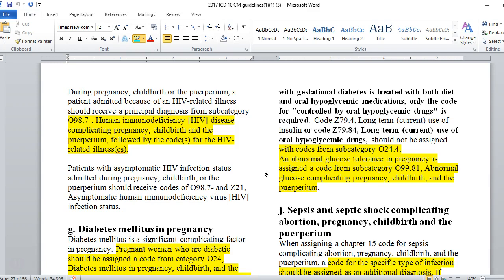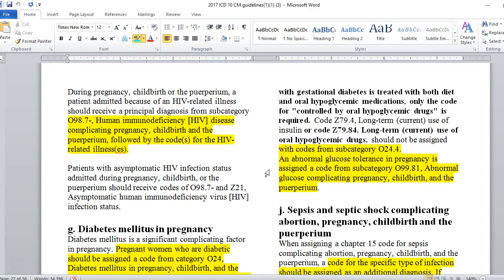And code Z79.4, long-term current use of insulin, or code Z79.84, long-term current use of oral hypoglycemic drugs, should not be assigned. So long story short, if they describe the patient as having more than one control, so again, we have diet, oral medication, insulin, okay? So that's exactly how it's going to go. If it's diet and oral medication, it's just oral medication. If it's diet and insulin, it's just insulin. If it's oral medication and insulin, it's still just insulin. So keep that in mind, a little hierarchy there.